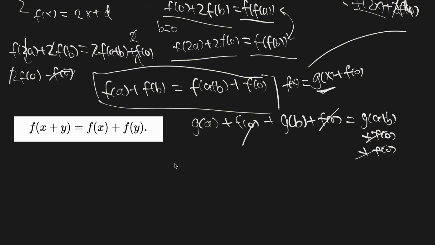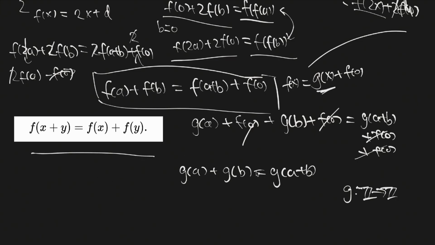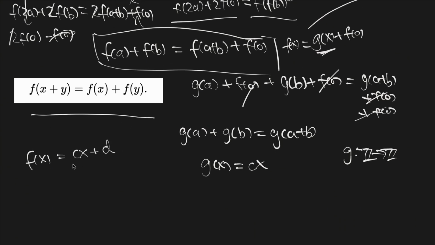So what we are left with is g of a plus g of b is equal to g of a plus b. And we also have that g is defined from integers to integers. And from Cauchy's functional equation, the only solution to this is that g of x is equal to cx. And since we define f of x as that, we know that the only solution to f of x is f of x equals cx plus f of 0, which we're going to call d, because why not more variable names, right?